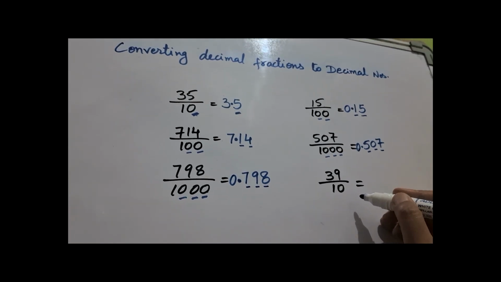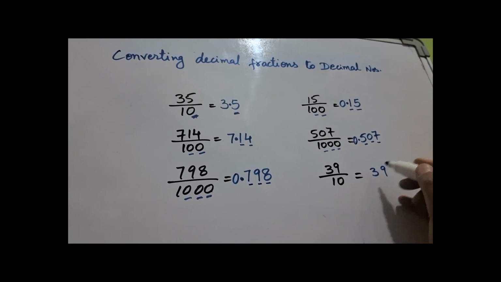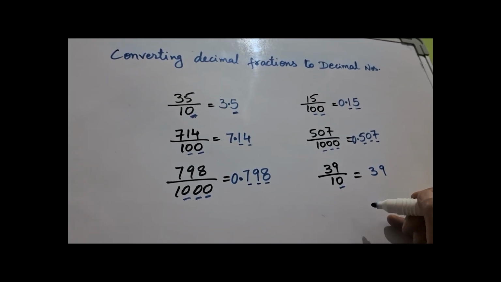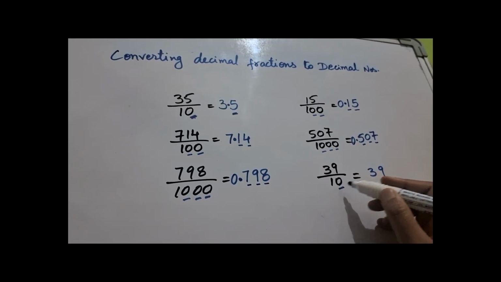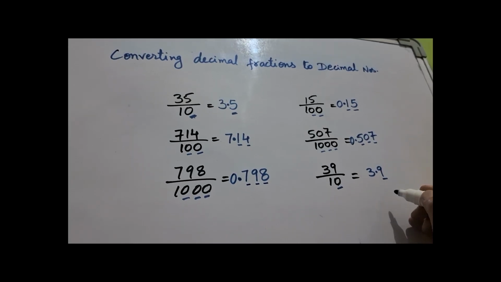This one, children. 3, 9. The numerator as it is you write, and then how many zeros are there in the denominator? 10 is having how many zeros? 1 zero. So leave 1 digit and then put the decimal point here.